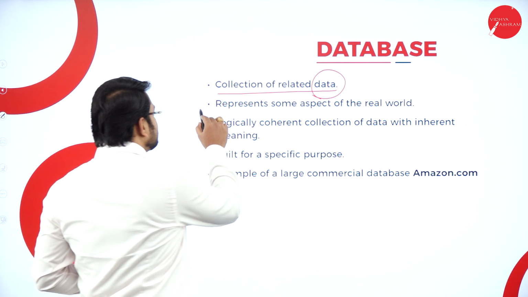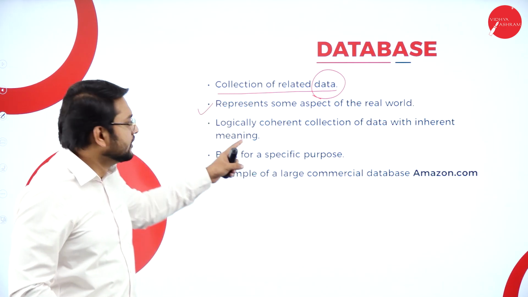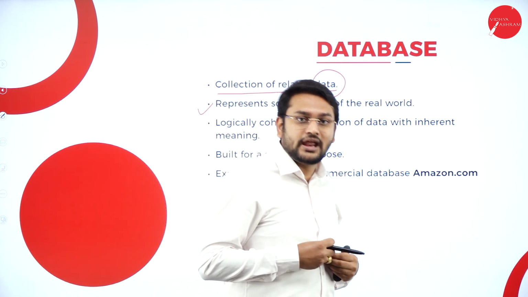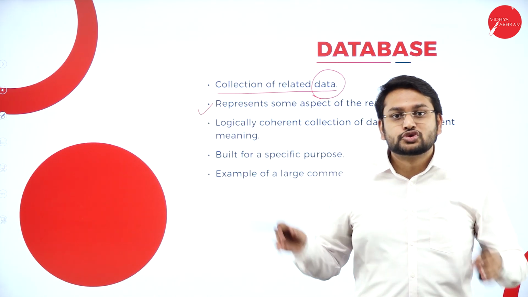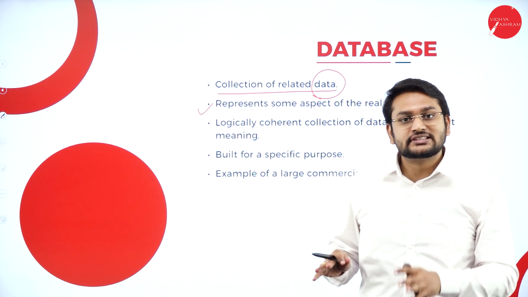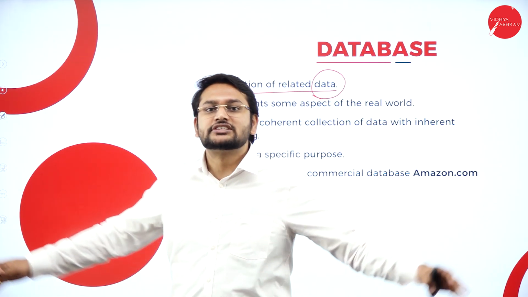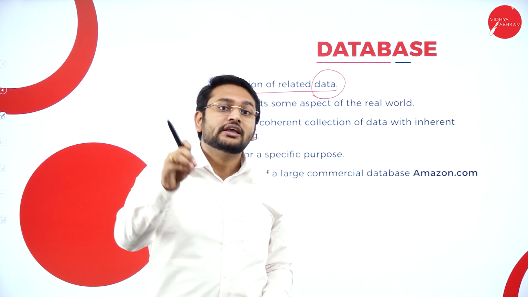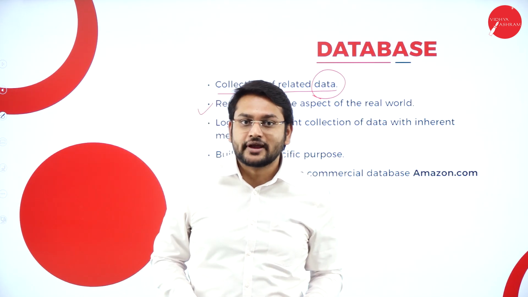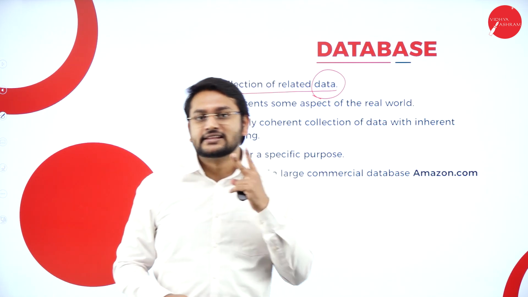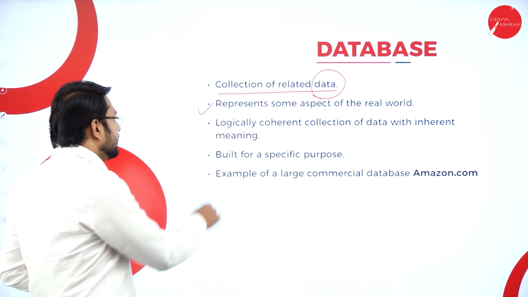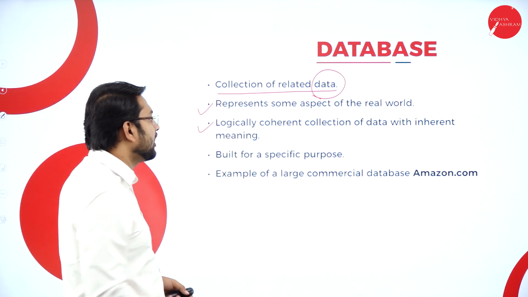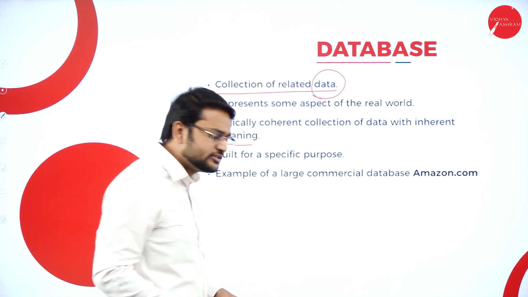Moving forward to the second point, what do I have? Represents some aspects of the real world. If I'm taking some data and storing it, it represents some aspects of this real world. Whatever you are seeing in this world could be related to some aspect. That is what they are trying to say in the second point. Moving forward to the third point, logically correlated collection of data with inherent meaning. What is the meaning of it?